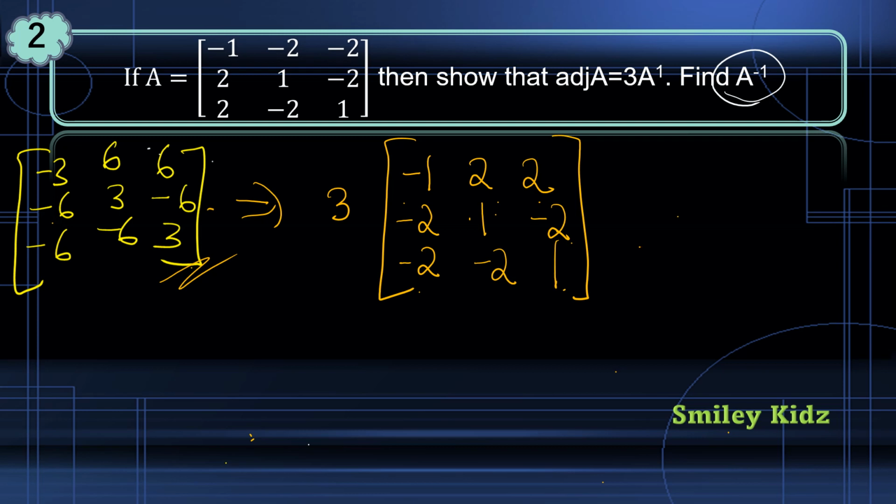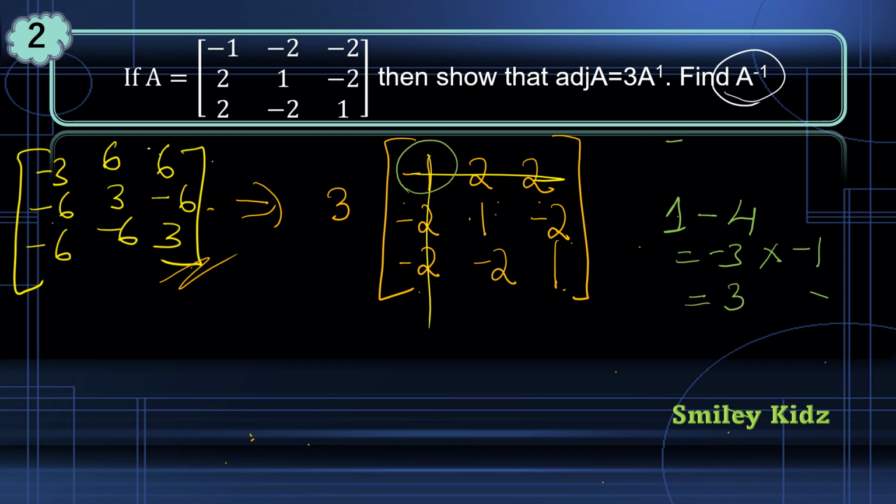Now let me find out the determinant of this matrix. Then what is it going to be? Let me cut down the first row and the first column that 1 belongs to, right? Now here I have 1 minus 4, isn't it? That is minus 3. Now remember that minus 3 should be multiplied with minus 1. That is the number right over here. That is 3. Let me note down 3 over here.